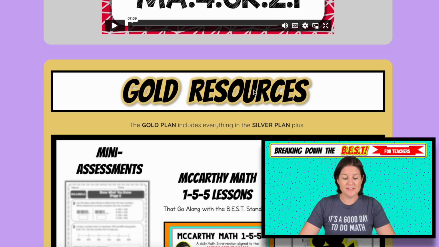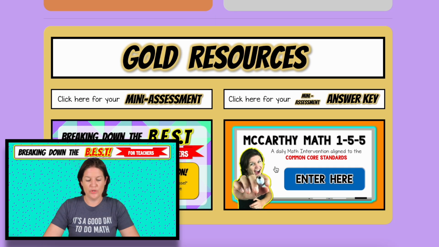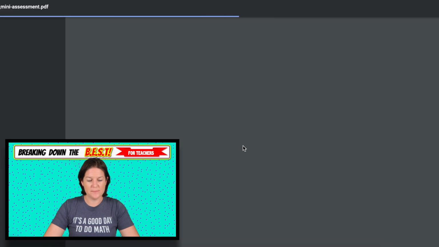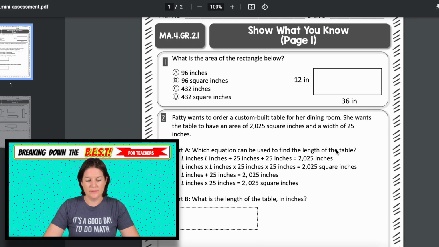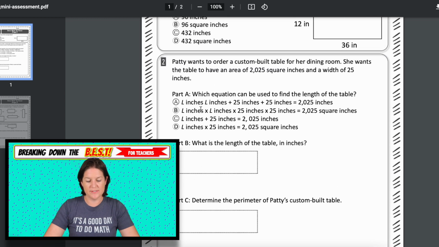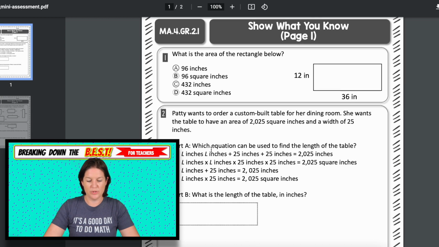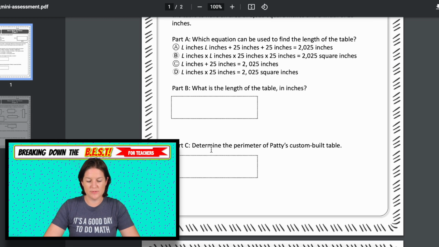And if you're looking for access to everything available, you go to the gold plan and you have access to more. You've got a mini assessment. So it's about 4 to 5 questions depending on the standard. This one's a little more intense and it's got multiple parts, so there's 4 questions for this one. You can see the variety of question types.